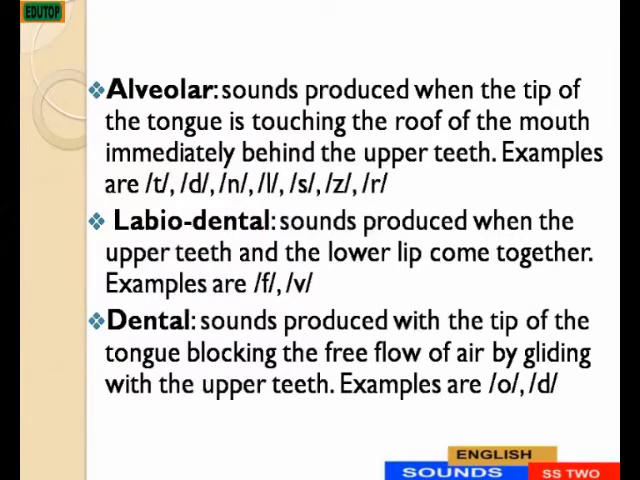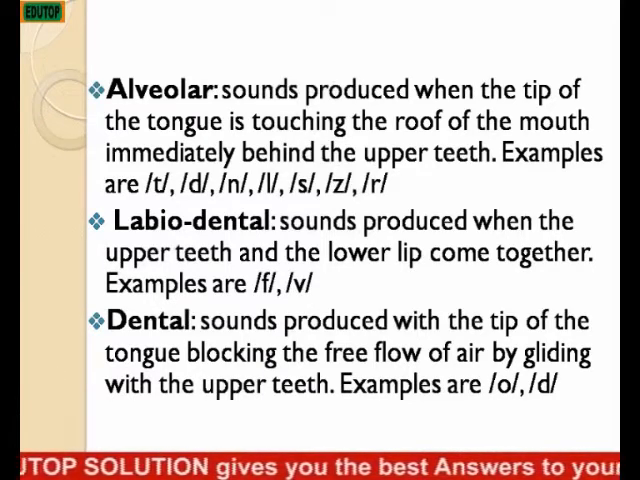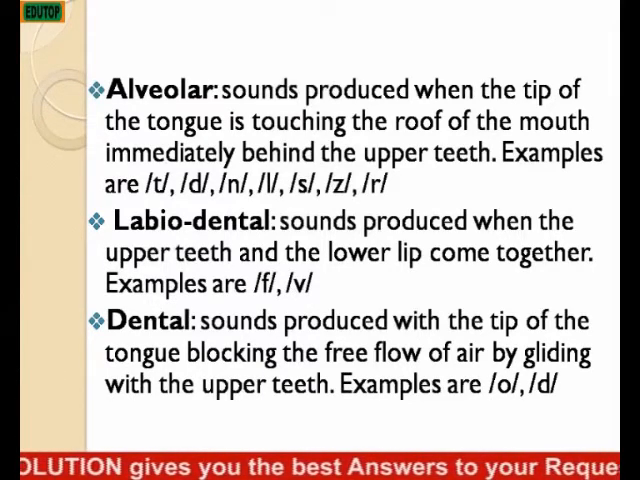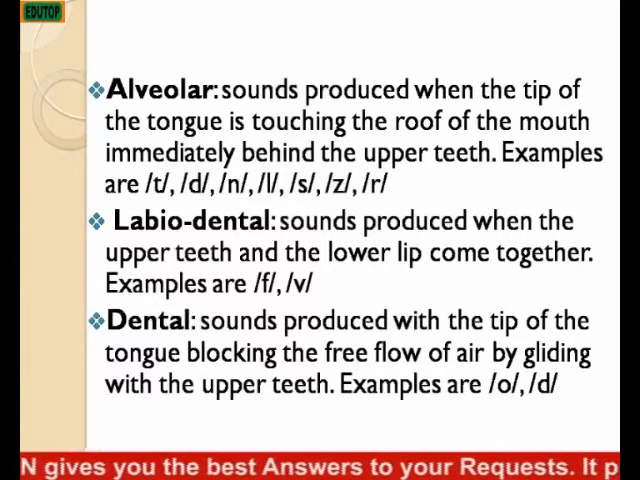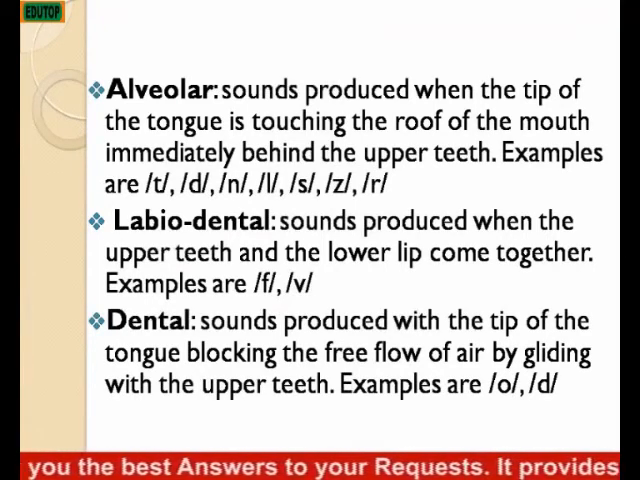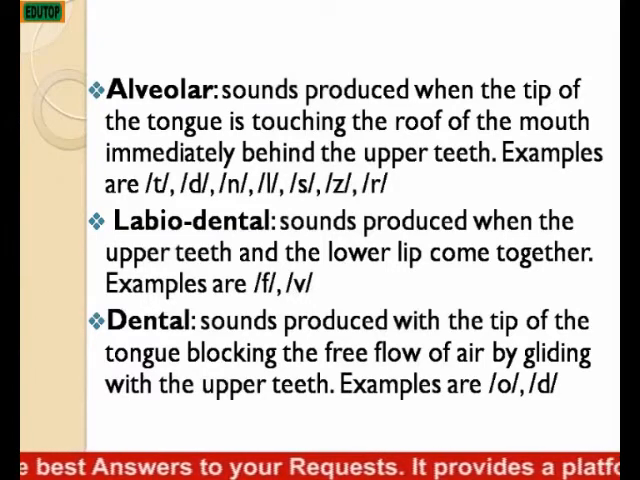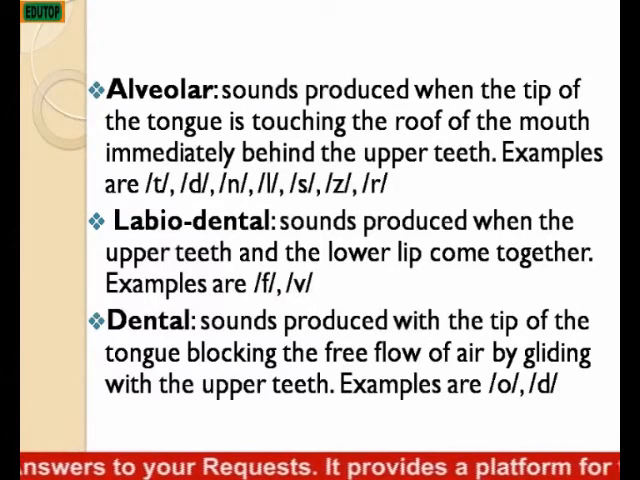The alveolar has to do with sounds that are produced when the tip of the tongue is touching the roof of the mouth, immediately behind the upper teeth. The alveolar is that region immediately behind the upper teeth, that is the hard palate towards the front part of the mouth. And examples of such sounds are ta, da, na, la, s, z, and r.